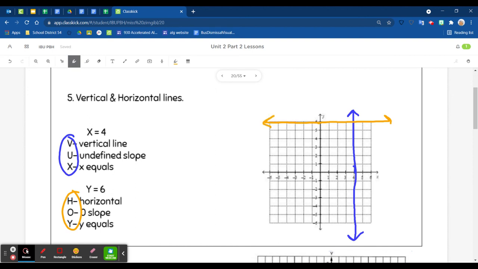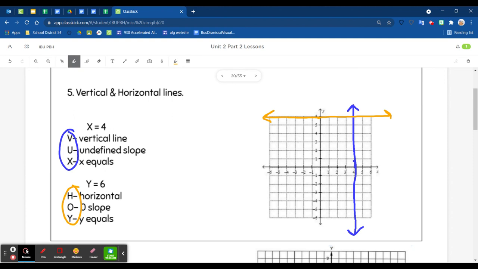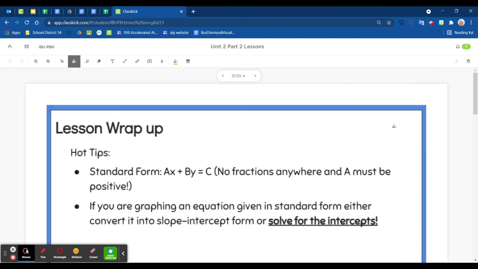So those are what those lines look like, right? X always equals 4, no matter what the y is. The y's here are 1, 2, 3, 4, 5. So my y's are changing, but my x never does. And vice versa with the horizontal. My x's are changing constantly, but my y is always 6.